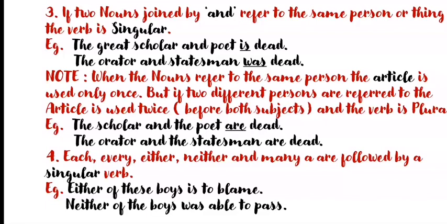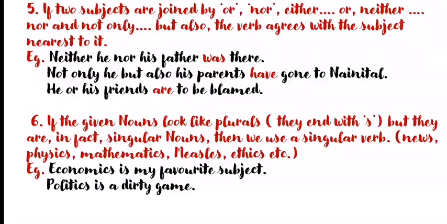Each, every, either, neither and many are followed by a singular verb. That is, either of these boys is to blame. So when each, every, either, neither is coming, they are followed by a singular verb.